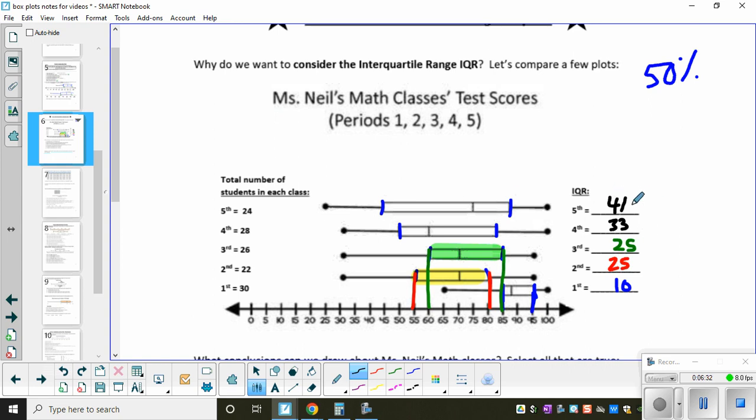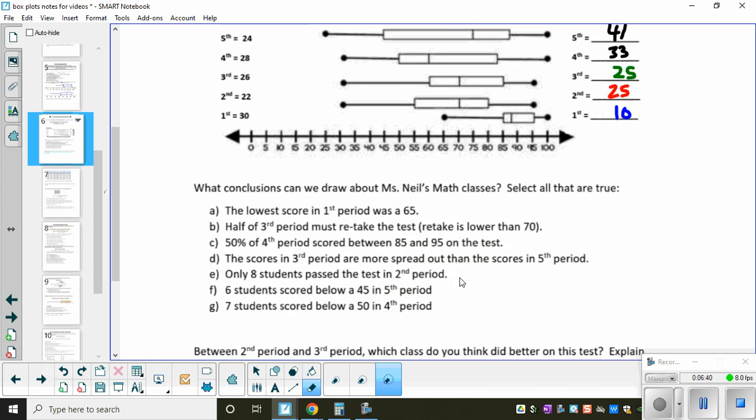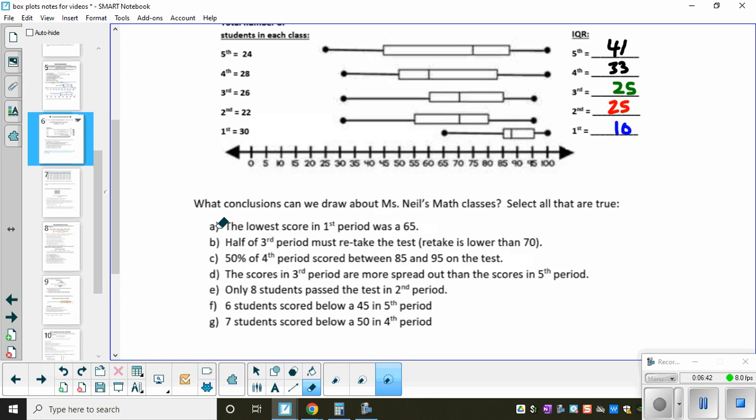So we've got our interquartile ranges for each of the different classes, and I'm going to erase that right now. And what we're going to do is go through answer choices A through G, and select all of these which are true statements. And I'm teaching you how to go through and make observations about the box and whisker plot, which if you look at the title of today's notes, that's what we're doing here. We're just trying to make observations.